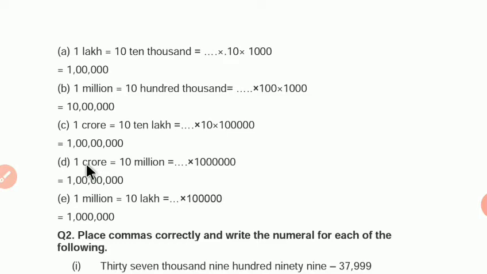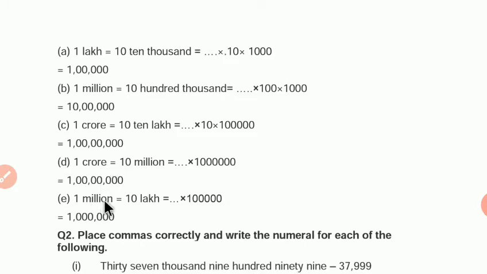Fourth one, 1 crore is equal to how many million? In question number C, it was given as lakh. Same here, we have to see how many million is equal to 1 crore. And million has how many zeros? Total 6. 1, 2, 3, 4, 5, 6. And 1 crore has 7 zeros. So again we need only one more zero to make a crore.